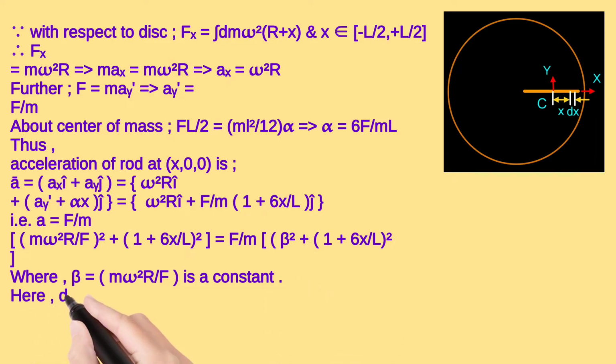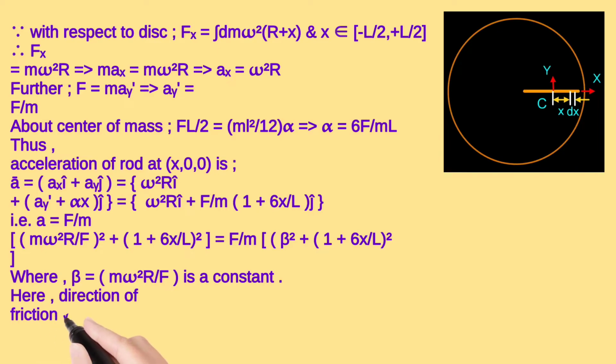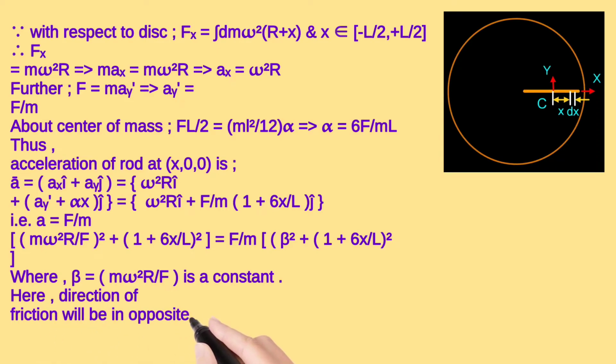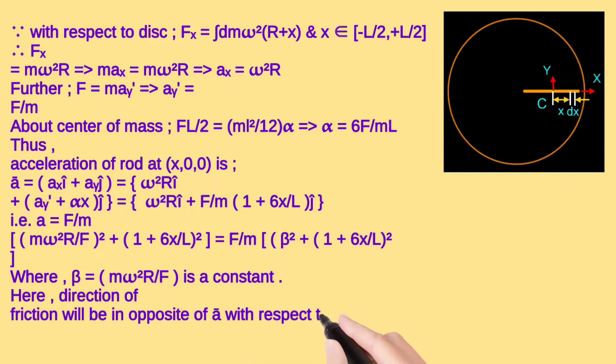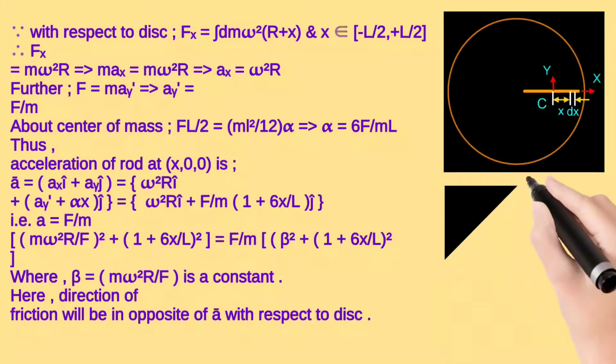Here we can write the acceleration as F by m multiplied by the square root of (m omega square r by F) whole square plus (1 plus 6x by L) whole square. That is, the magnitude is F by m times the square root of beta square plus (1 plus 6x by L) whole square, where beta is a positive constant, m omega square r by F.